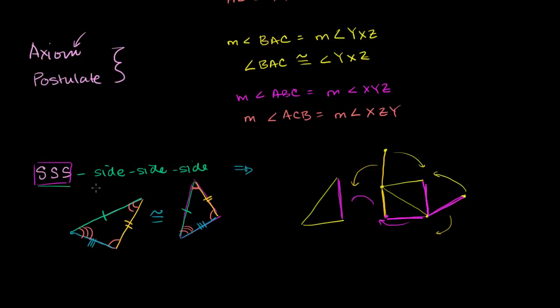That if all of the corresponding sides of two different triangles are equal, then we know that they are congruent. We're just going to assume it is an axiom that we're going to build off of, that they are congruent. And then we also know that all of their corresponding angles are going to be equivalent.